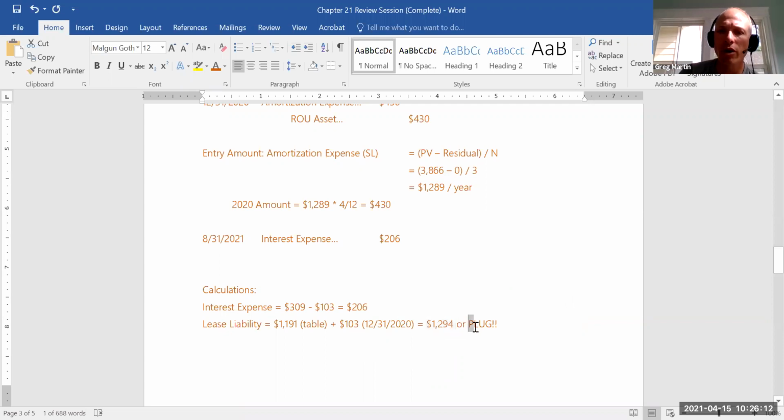I'm also going to show you, though, that we could end up just plugging that number if we needed to. I'm just going to show you that in a second. The second piece I want to ask, though, is we have the amount, $1,294. Is that going to be a debit or a credit to the lease liability? Go ahead and put it in there.